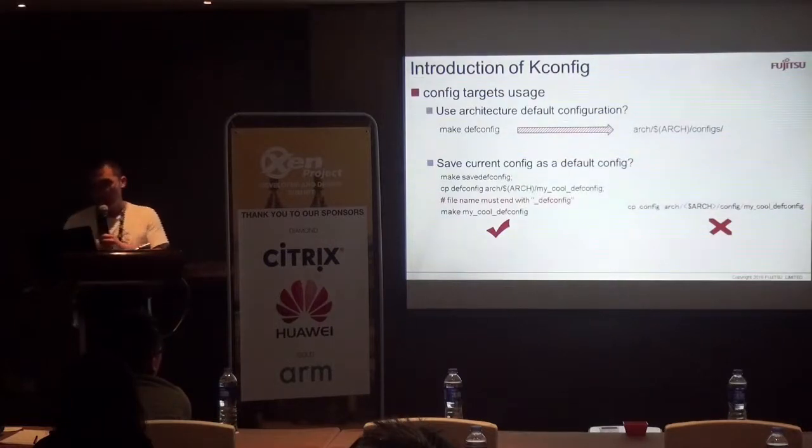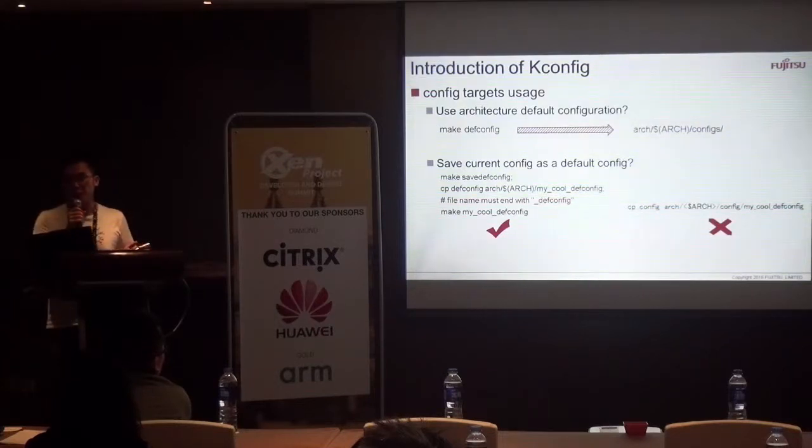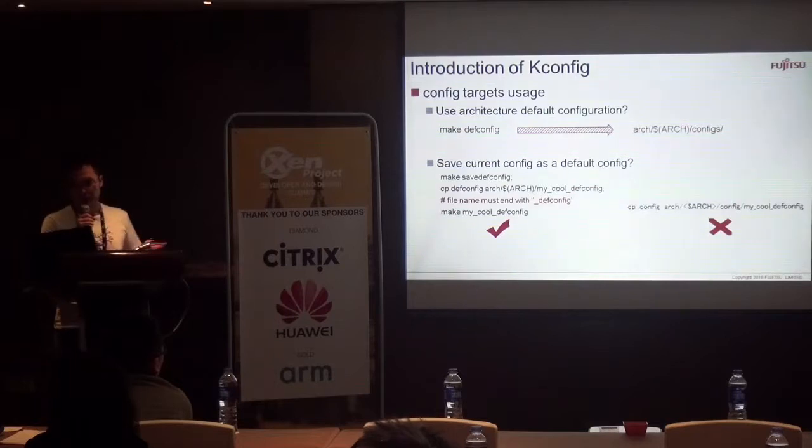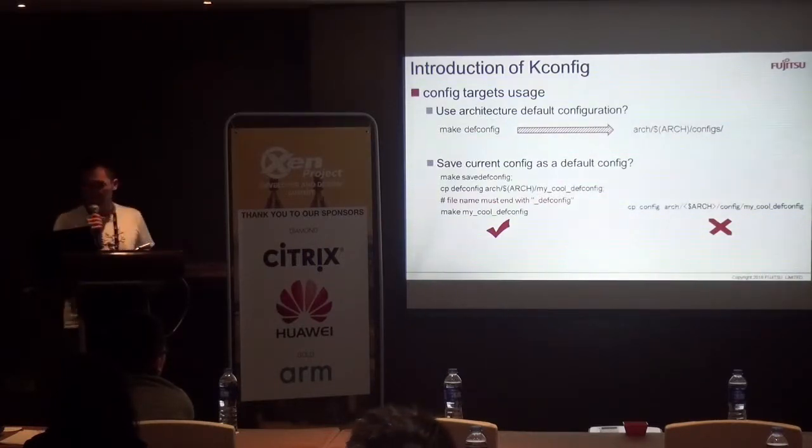Okay, among these config targets, a few of them are different from others. So let's take a look. The first example: if you want to use the architecture default configuration, then make defconfig can help you.